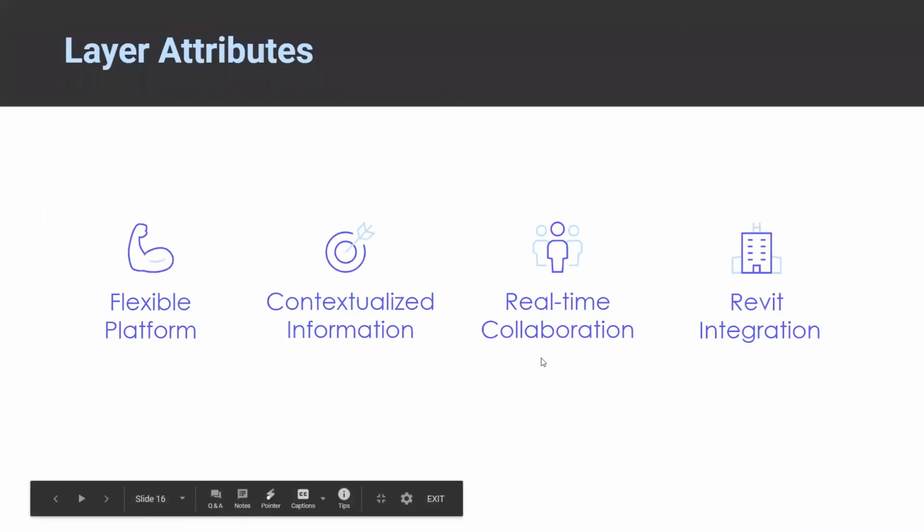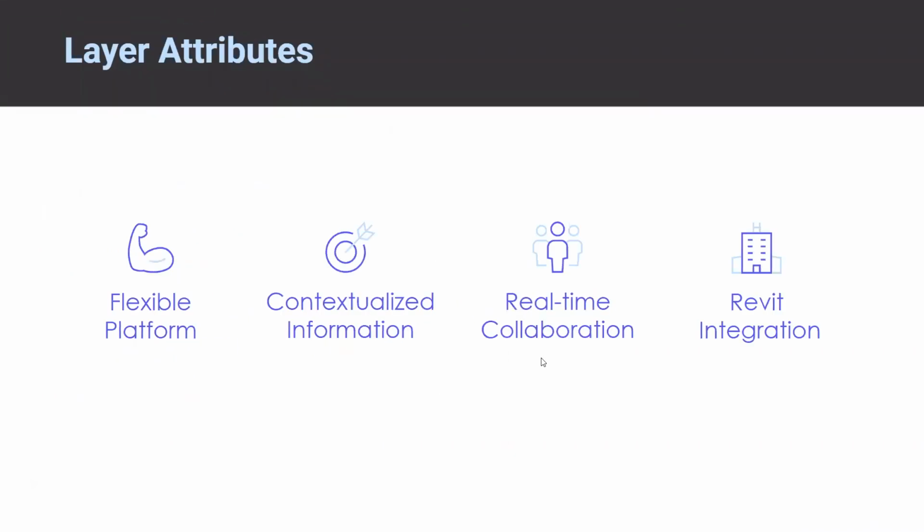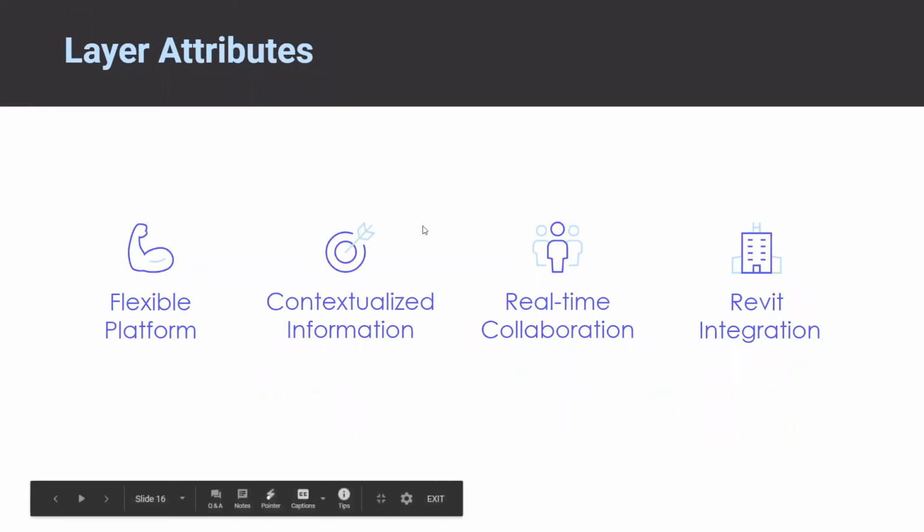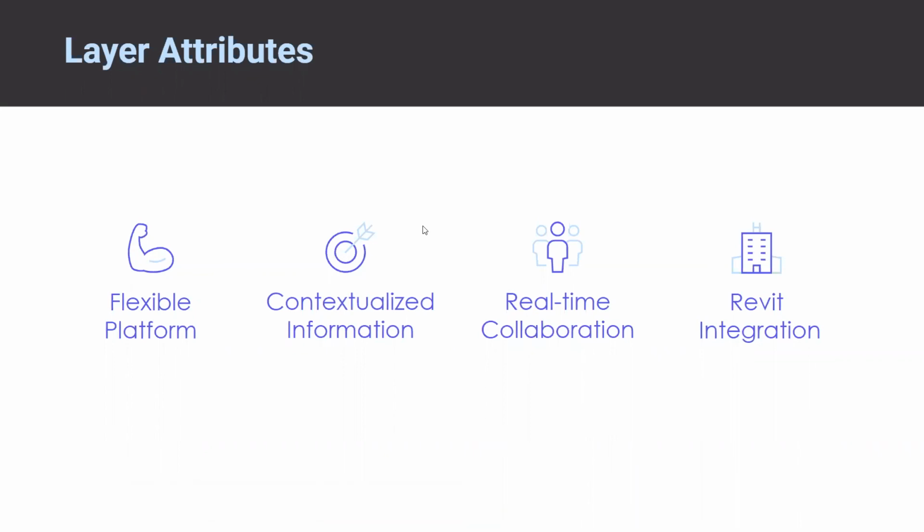So, as we mentioned before, what we feel are the best practices, the things that you probably already knew about what made for good quality field data, is that it is flexible and that we are able to create contextualized information and we can share it in real time and we can access it in Revit. That's exactly how Layer was designed. It was built to solve these specific needs based on a real world scenario, a real world problem that needed to be solved.